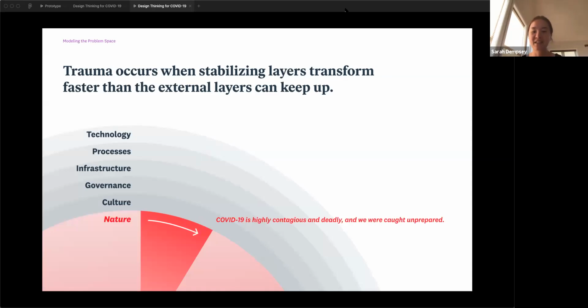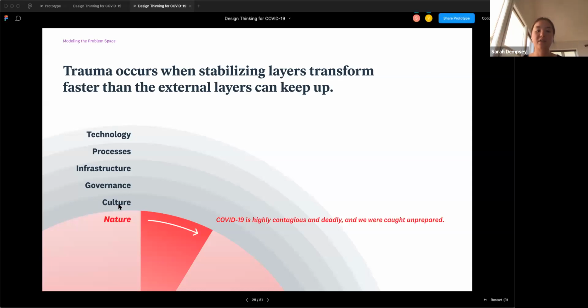So coronavirus should be a part of nature as a virus, but what we all saw is that it was very contagious and fast moving and deadly, and so the pace of the virus did not match the layer that it was supposed to. And as a result of that shift, it just created all this trauma across the other layers.